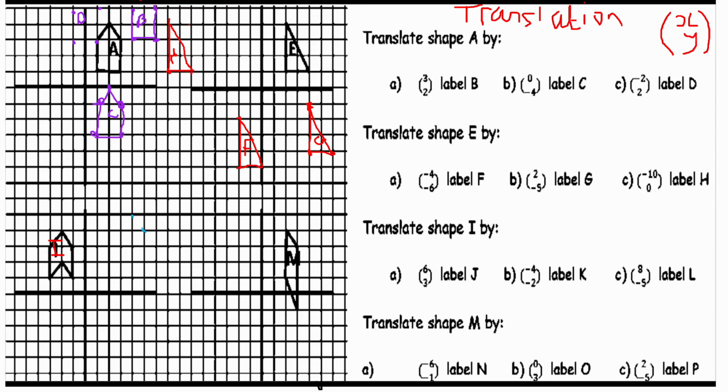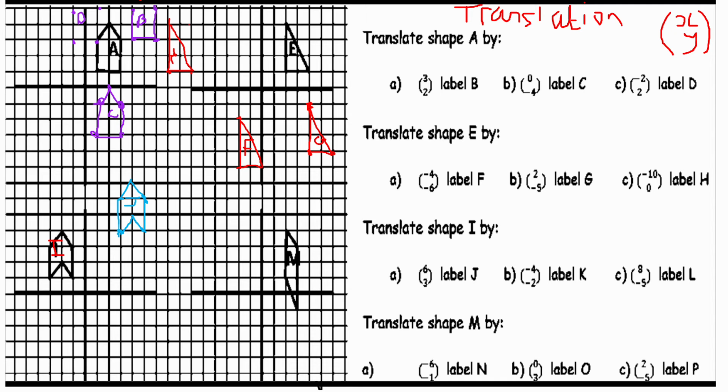Okay, I can start working out the other points now. Okay, the other point's going to be here. Okay, the other one's going to be here. And then here. So let's just join this up. Oops. Okay, so like that, like that, like that, like that. Okay, and I'm going to label that as J. Okay, so 6, 3 means 6 units to the right and 3 units up.